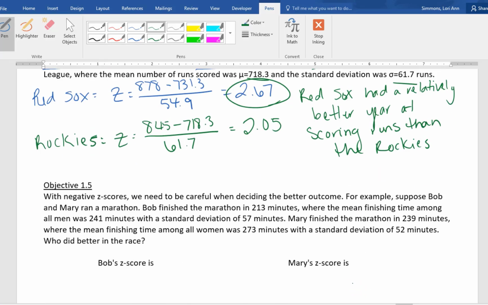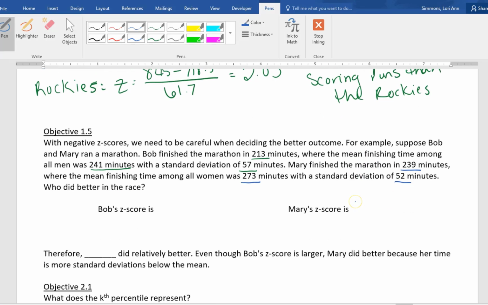With negative z-scores, we need to be careful when deciding the better outcome. For example, suppose Bob and Mary ran a marathon. Bob finished the marathon in 213 minutes, where the mean finishing time among all men was 241 minutes, and a standard deviation of 57 minutes. Mary finished the marathon in 239 minutes, where the mean was 273, and the standard deviation was 52 for the women. Who did better in the race?